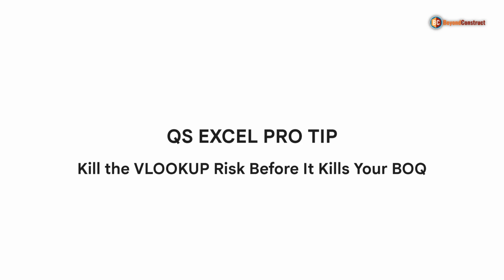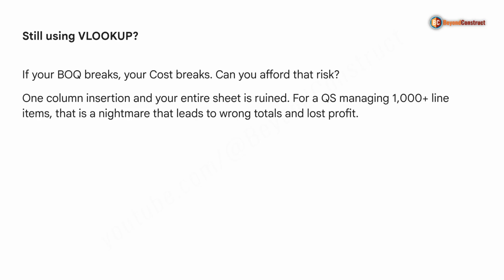Today I'm showing you why the pros are ditching VLOOKUP for XLOOKUP to protect their tenders and their margins. One single column. That's all it takes to break a VLOOKUP and ruin your entire bill of quantities. If you're a quantity surveyor managing thousands of line items, you know that a broken formula isn't just an error, it's a threat to your tender's profit margin.